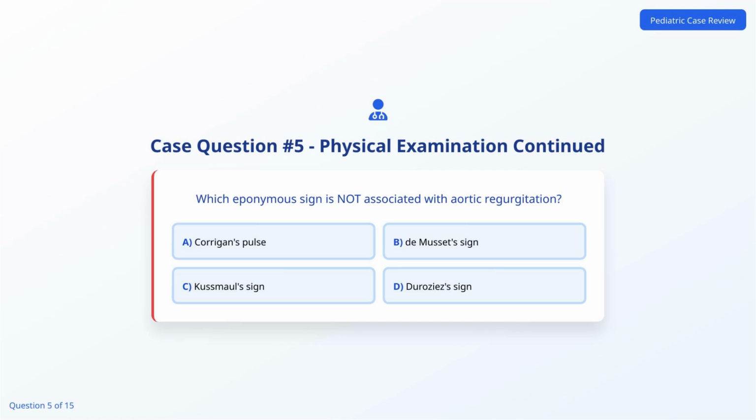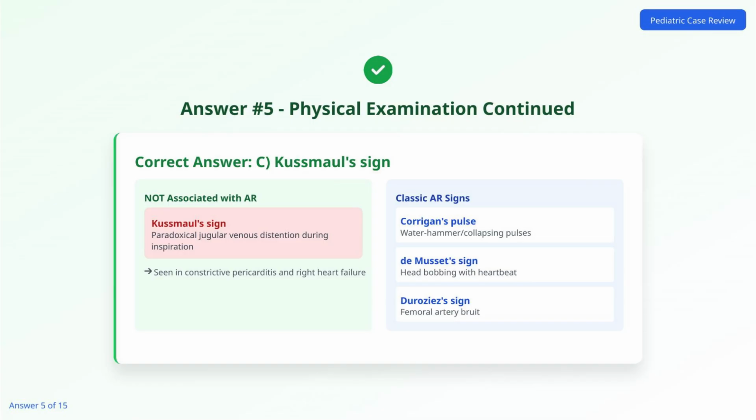Several eponymous physical examination signs have been described in aortic regurgitation. Which of the following eponymous signs is not associated with aortic regurgitation? Is it A, Corrigan's pulse, B, de Musset's sign, C, Kussmaul's sign, or D, Duroziez's sign? The correct answer is C, Kussmaul's sign.